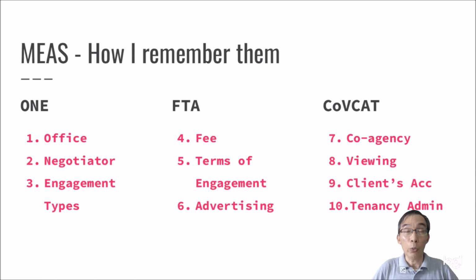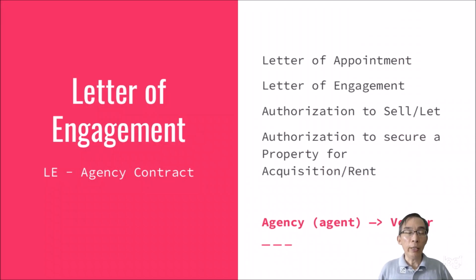So the situation is, what is the difference between number 3 and number 5? One is types of engagement, another one is called terms of engagement. These two can get confused. So today I would like to do a combination of these standards 3 and 5 read together. The letters of engagement, in the earlier standard of 2014 and before that, they used the word letter of appointment.